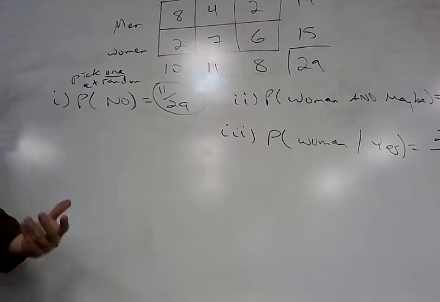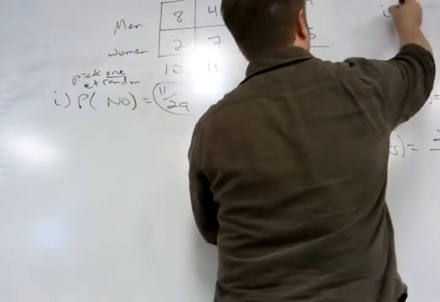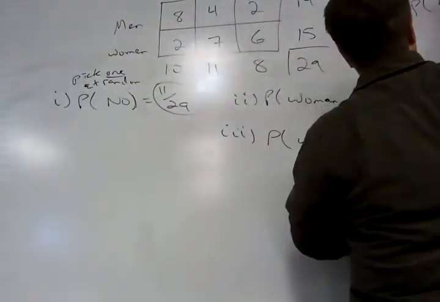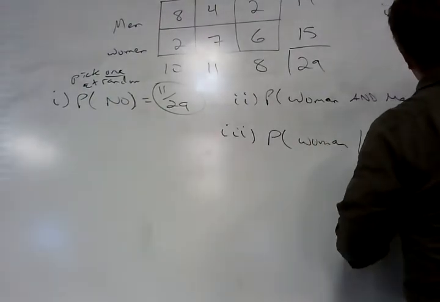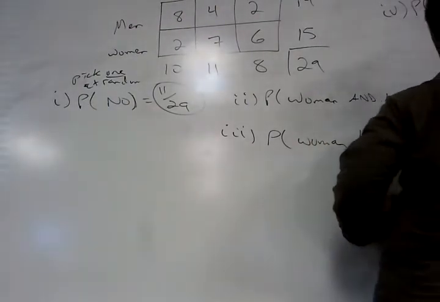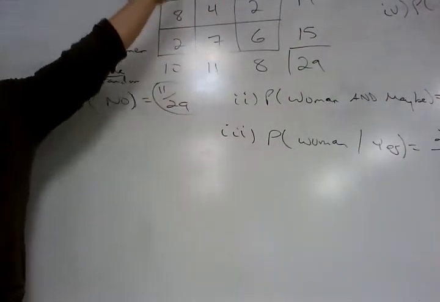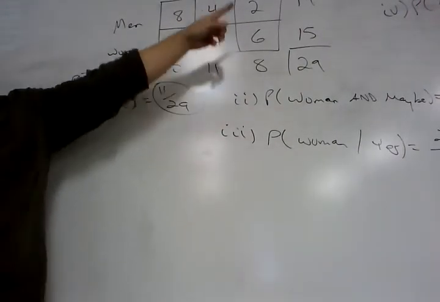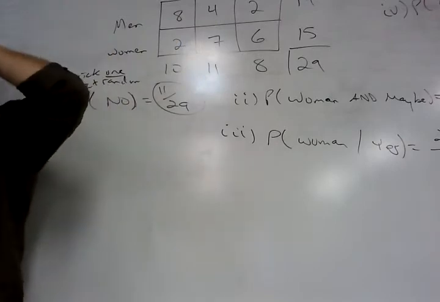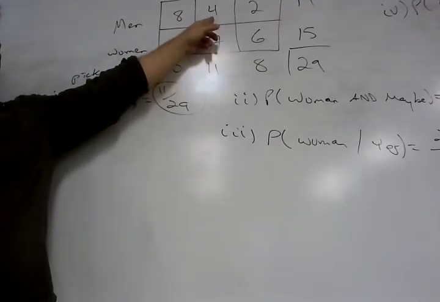And then like an "or" problem, the only thing you got to be careful about with an "or" problem, man or no. You can be kind of smart about it. You got to include all the men. You got to include all the people that said no. But if I do 11 plus 14, what did I do wrong? Subtract 4. Yeah, you got to subtract 4. You got to subtract the ones that are both.